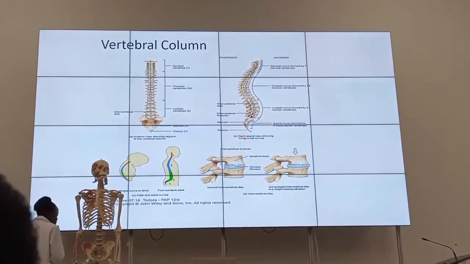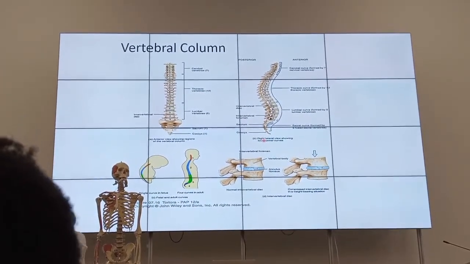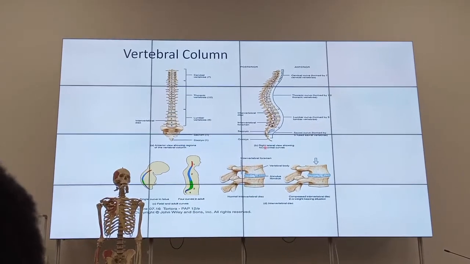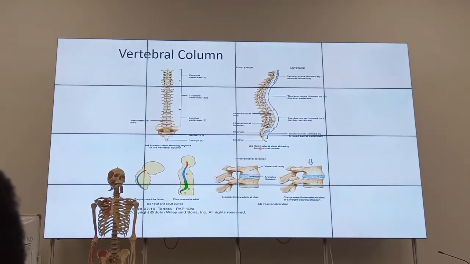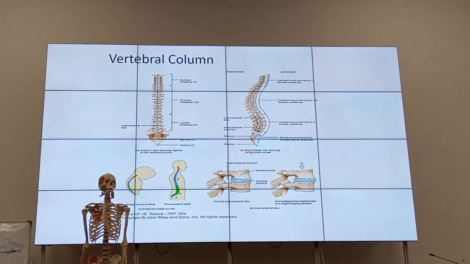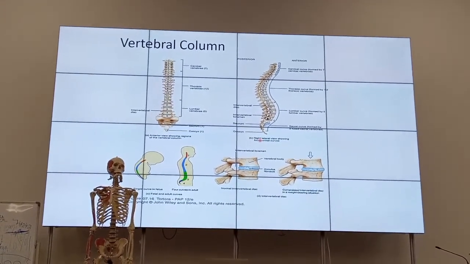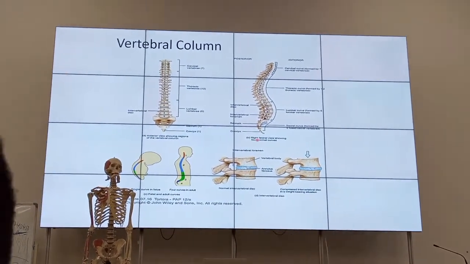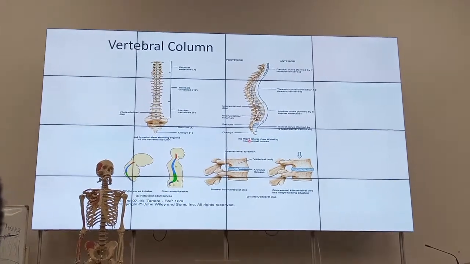The sacrococcygeal curvatures are primary curvatures. For you to appreciate it, remember the initial curvature was concave anteriorly, right? So when you look at this adult skeleton, which parts are concave anteriorly? The thoracic and the sacrococcygeal curvatures are concave anteriorly, because the original one was also concave anteriorly. And then the secondary ones are the ones that are convex anteriorly. Is that okay? All right.